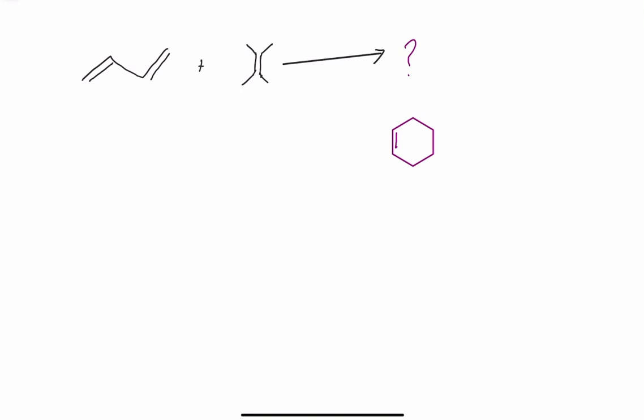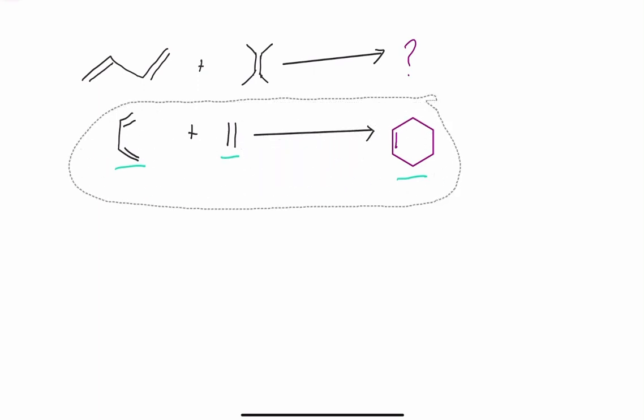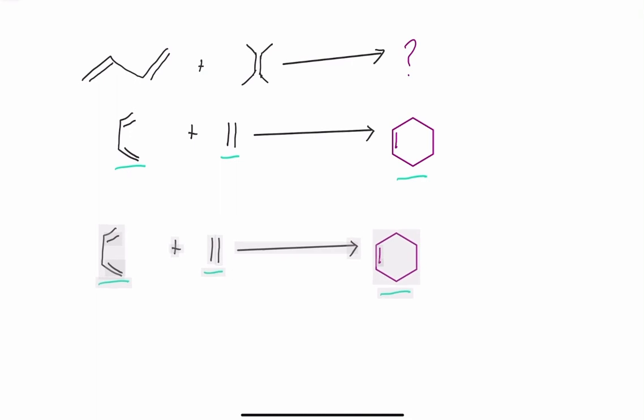And that can be done pretty easily using this key, in which a diene containing this structure reacts with a dienophile containing this structure to form this cyclohexene. But before we can just plug and chug, we need to identify where the diene and dienophile in our reactants are.